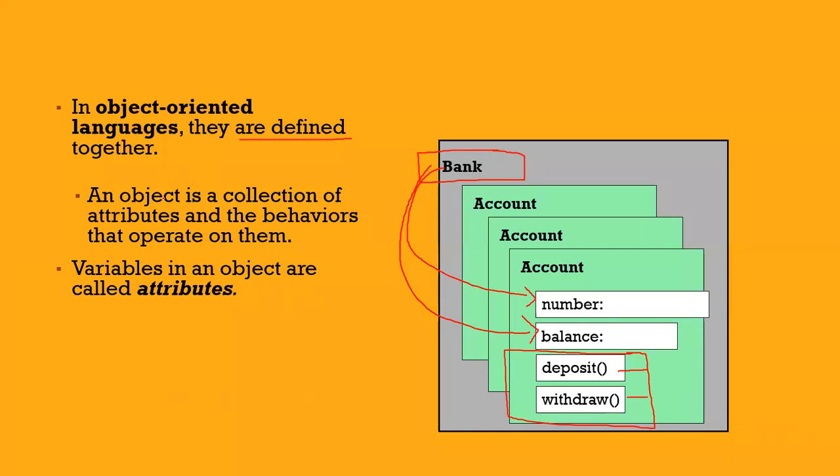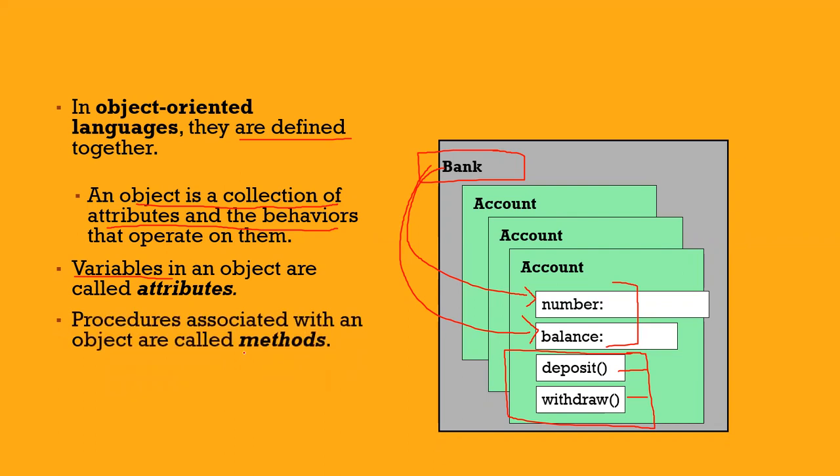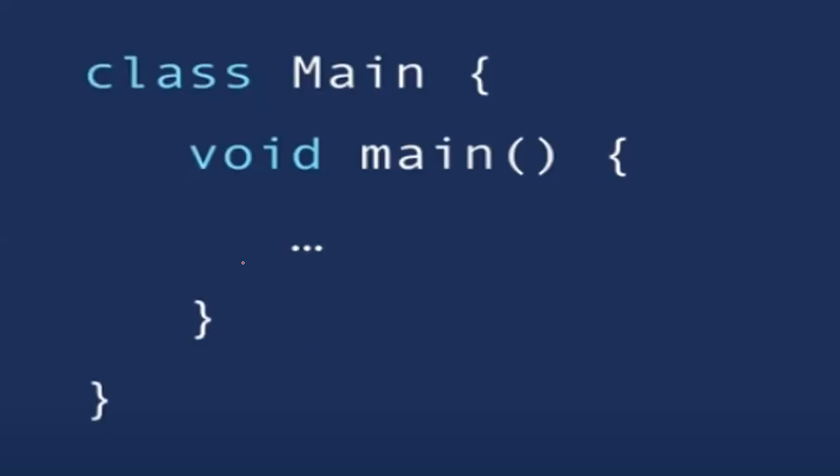And when we are talking about interacting with objects, an object is a collection of attributes and behaviors that operate on them. For example, in this bank class, we have these two attributes, and attributes are basically variables as well. And we have methods, which are functions as well, which are deposit and withdraw in this class. Let's take an example of a simple object-oriented code.